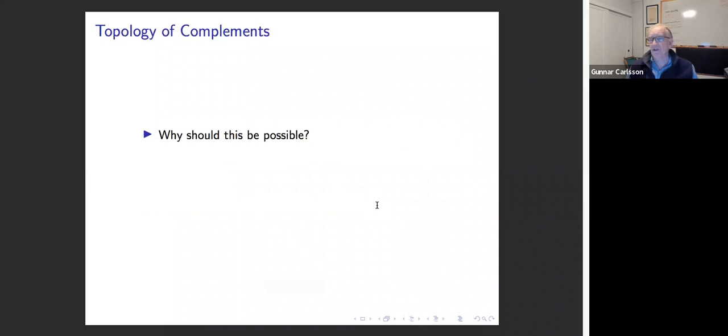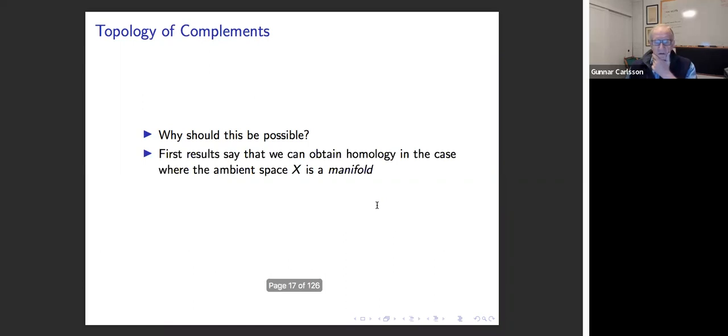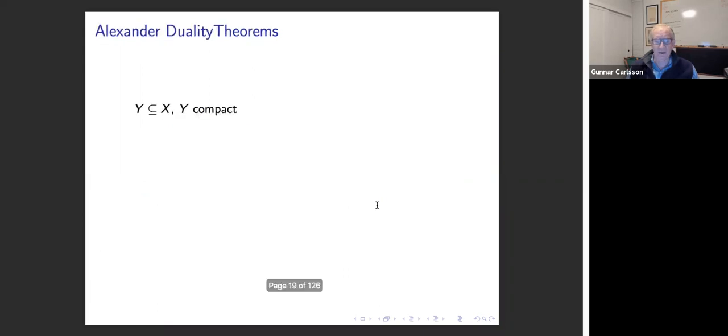Now, the question is, why should this even be possible? What should the relationship be? Well, the first results, and the only results that we're going to talk about, say that we can obtain homology in the case where the ambient space X is a manifold. And that's the Alexander duality theorem, which I suspect people are familiar with.